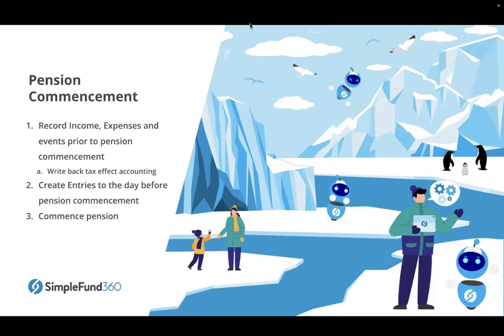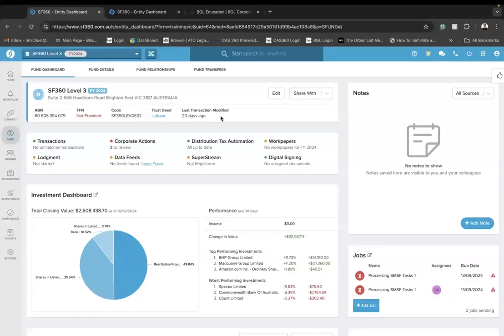So let's go into the software and show you an example of creating entries and things to think about, but also go through the process of starting a pension. So I've got a fund here. The fund is mostly in pension. We've got one member in accumulation. We're going to start a pension on the 2nd of March, 2024.